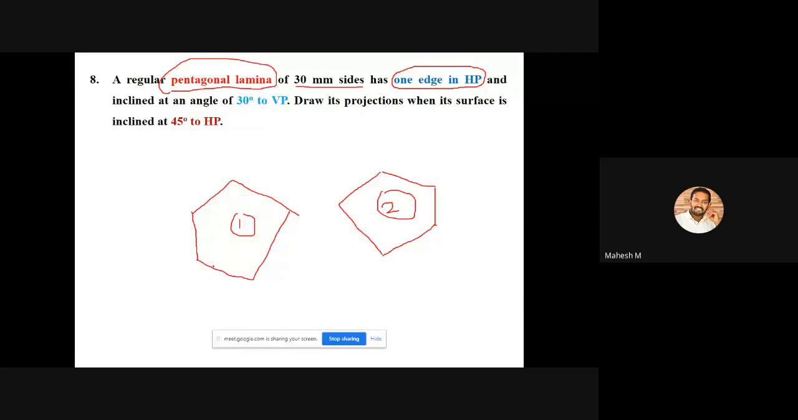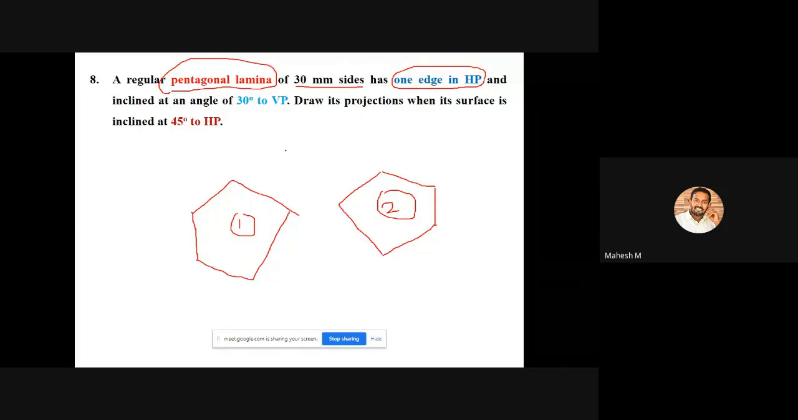Okay. So what I am asking is, the condition is one edge in HP. So roll number 57, answer me whether I have to draw the first diagram or the second diagram as a plane. Who is 57? Sir. Okay. Should I draw the first diagram or the second diagram for the plane? Second diagram.